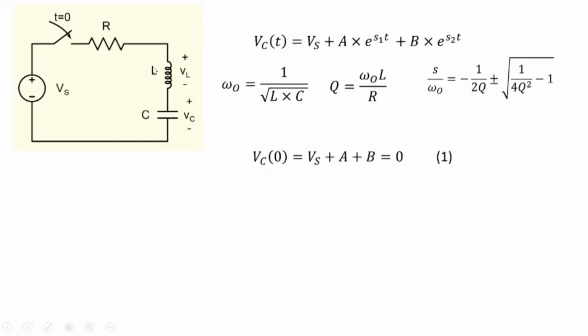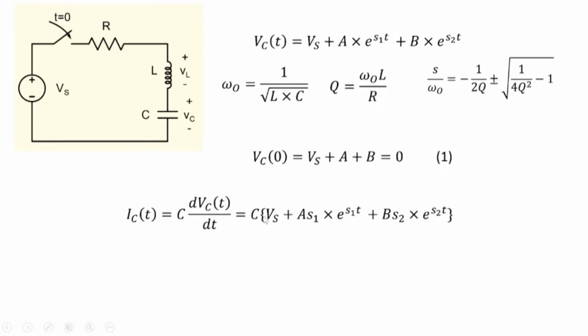Why? Because initially the current through the inductor is 0, and the inductor will not allow any instantaneous change in current. So if we take the derivative of this one, the current through the inductor and the current through the capacitor are obviously the same. So the current will be C dV by dt here. And this current at time t equal to 0, IC0, must be equal to 0 here. Okay, so we get this equation here. C obviously is non-zero. So we get another equation, which is Vs plus AS1 plus BS2 equal to 0. And you have another equation, which is Vs plus A plus B equal to 0. So you have two equations, two unknowns, and you can figure out A and B.